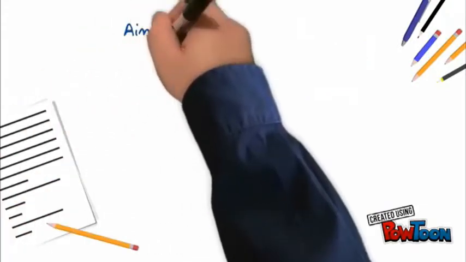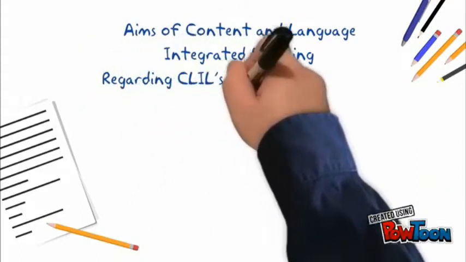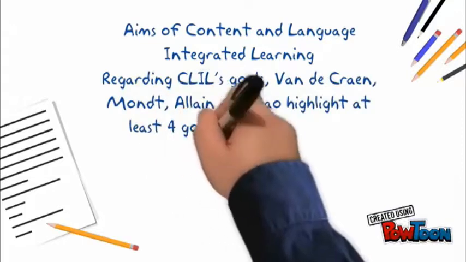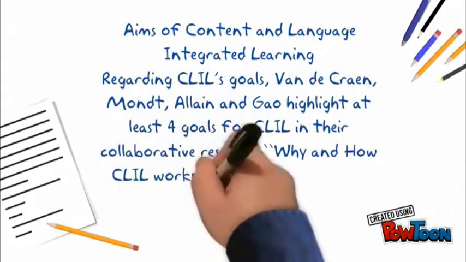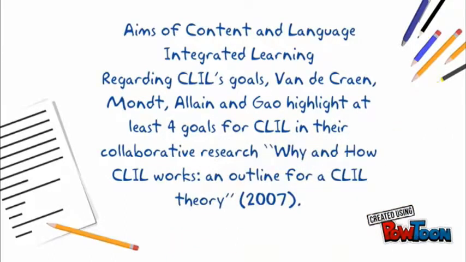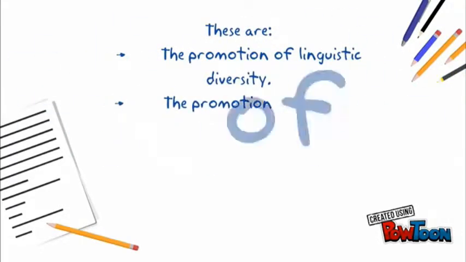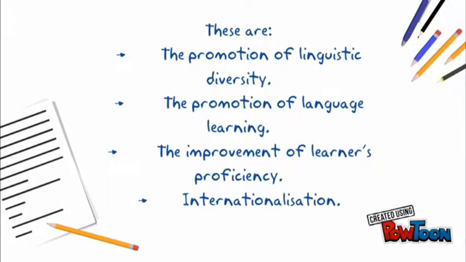Aims of content and language integrated learning. Regarding CLIL's goals, Van de Craen, Mondt, Allain, and Gao highlight at least 4 goals for CLIL in their collaborative research, Why and How CLIL Works: an outline for a CLIL theory, 2007. These are: the promotion of linguistic diversity, the promotion of language learning, the improvement of learners' proficiency, and internationalization.